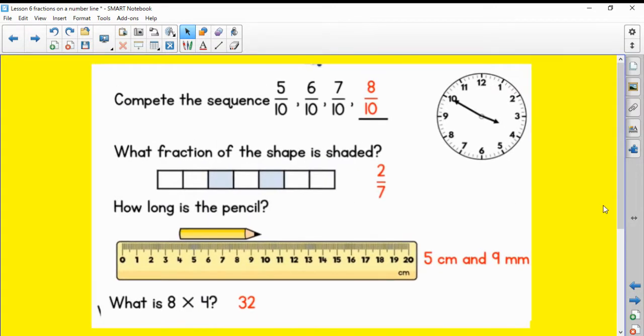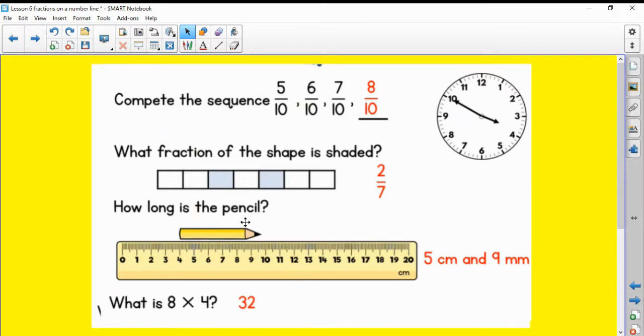So here are the answers. The clock shows 10 minutes until 4 o'clock. We can say this as 10 to 4 or 3:50. 50 minutes have gone past 3 o'clock. The sequence is 5 tenths, 6 tenths, 7 tenths, 8 tenths. The shape has 7 sections and 2 of them are shaded, 2 sevenths.